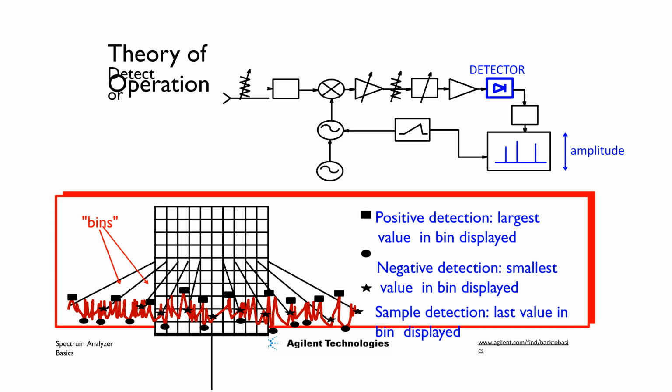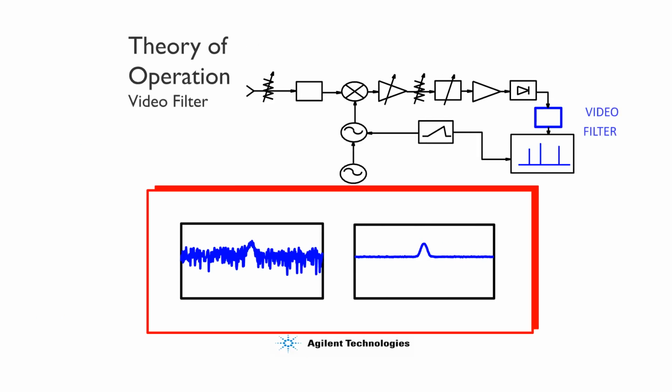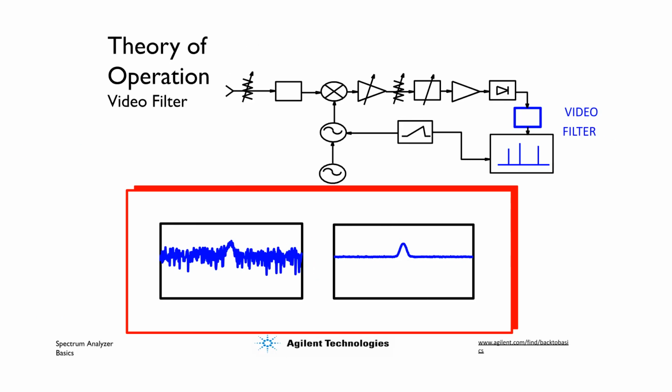Detection determines how the sampled signals within frequency bins are displayed. Positive detection shows the largest value, negative detection shows the smallest value, and sample detection displays the last value in the bin. The video filter is positioned after the detector in the analyzer's block diagram. It is characterized by its video bandwidth, which affects the smoothness and detail of the displayed signal's envelope.